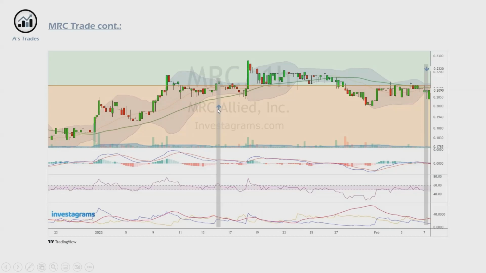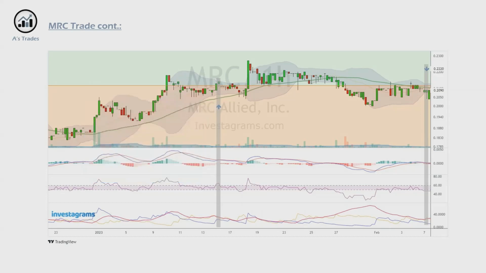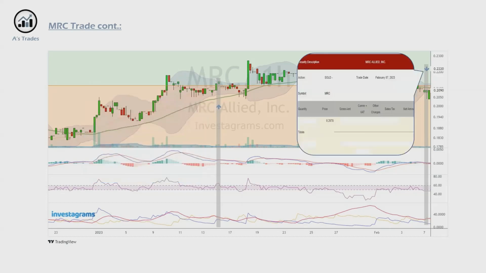So here is my trading confirmation when I bought the stock. I entered at the price of 0.213 on January 16, and I exited on February 7 at the price of 0.207.